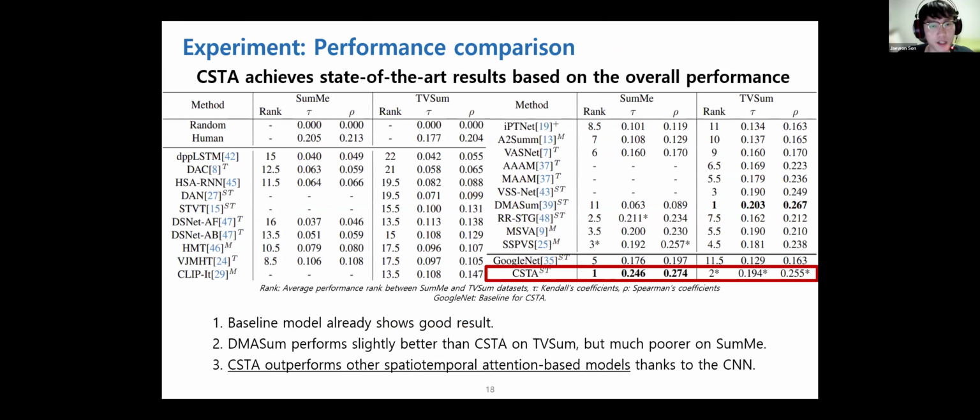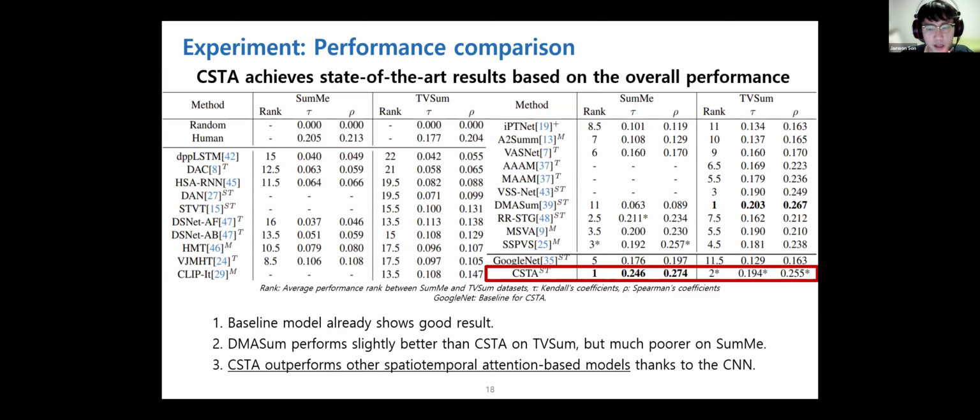To see the power of CNN models as attention, we compare performance of CSTA with previous research. In the table, rank indicates the average rank based on two evaluation methods. We list all the models according to their overall ranks across both benchmark datasets. As you can see in the table, GoogleNet serves as the baseline model for CSTA, and it already demonstrates comparable performance compared to existing models.